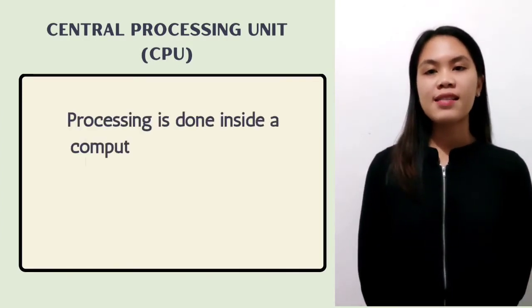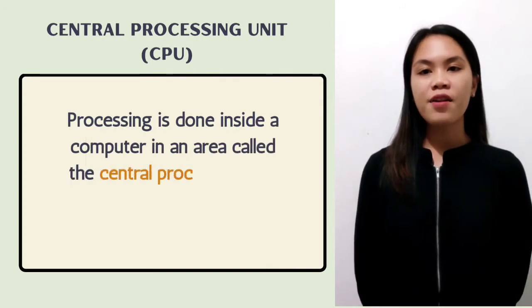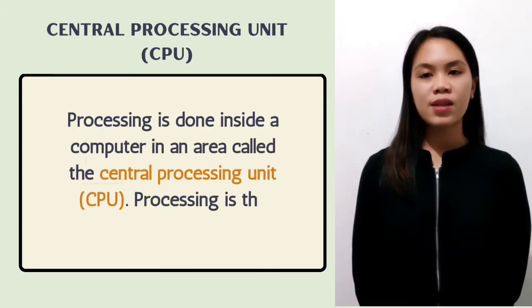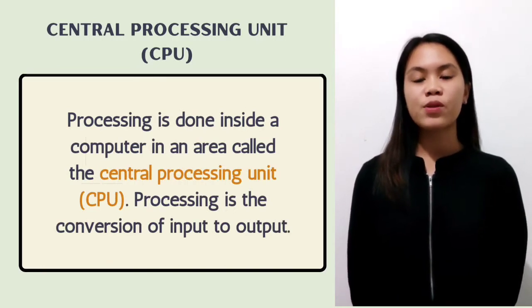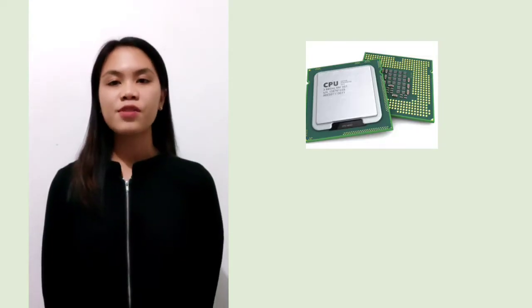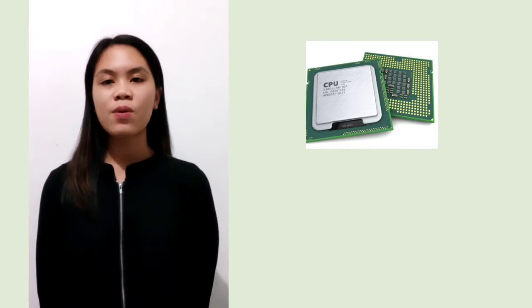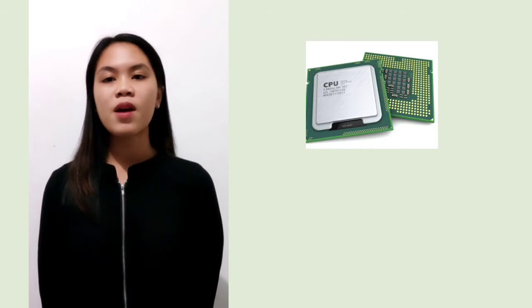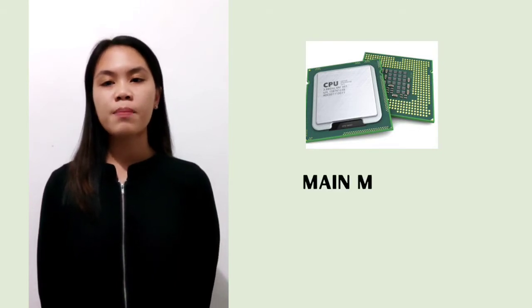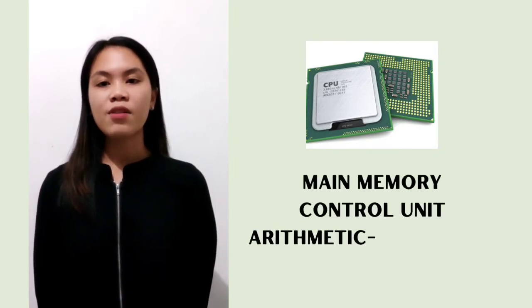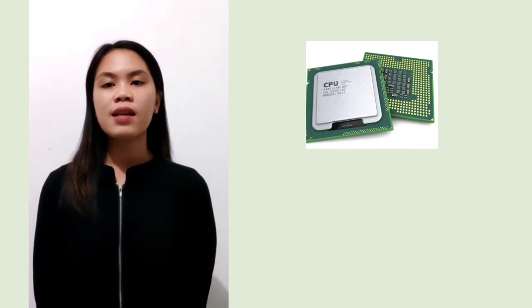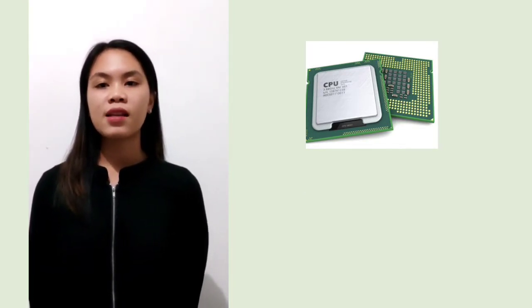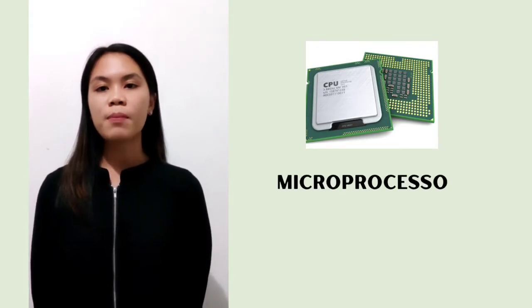Processing is done inside a computer in an area called the Central Processing Unit, or CPU. Processing is the conversion of input to output. The Central Processing Unit, or CPU, is a principal part of any digital computer system, generally composed of main memory, control unit, and arithmetic logic unit. In modern computers, the CPU is contained in an integrated circuit chip called the microprocessor.